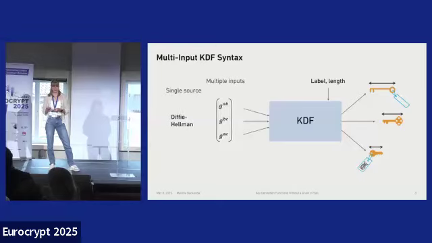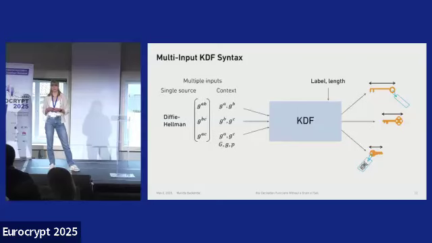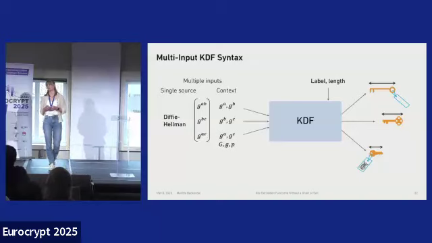Our next change to the syntax is to introduce a new input type called context. So this context is meant to provide some information about the source key material. So again, in the Diffie-Hellman example, this could be the Diffie-Hellman public keys, as well as the group generator and group order, for example.